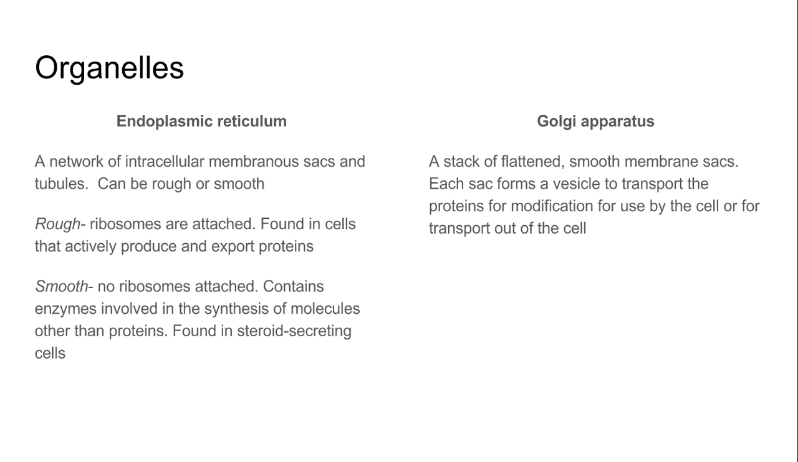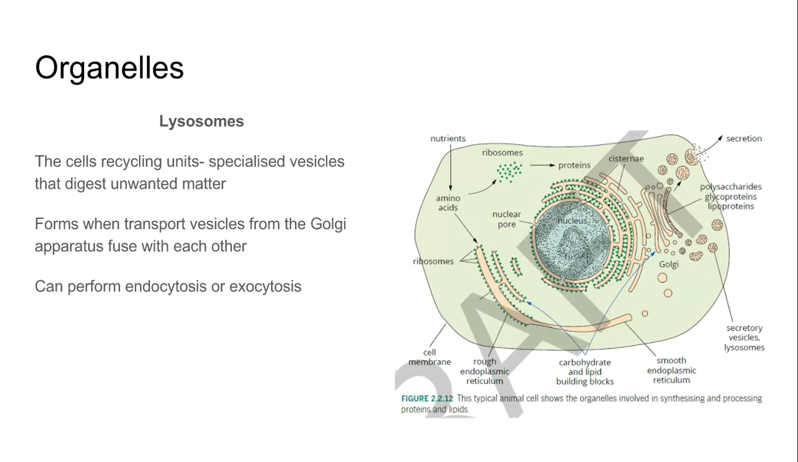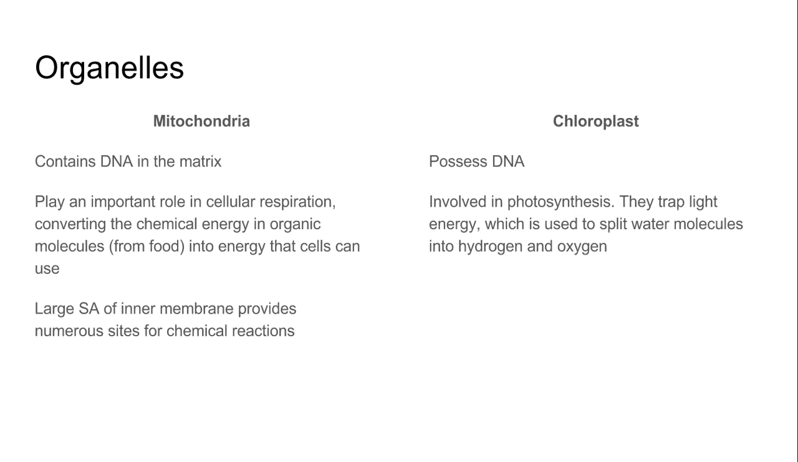We then have the Golgi apparatus, which is a stack of flattened membrane sacs, and these little sacs can form little vesicles which transport proteins either within the cell or out of the cell. We then have lysosomes, which again are little vesicles, and these lysosomes actually digest unwanted matter from the cell, and they can either bring these little packages into the cell and transport them around the cell, or they can transport them out of the cell.